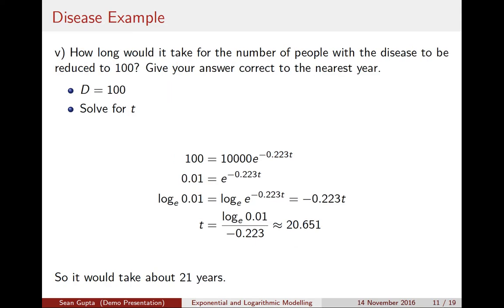Next one, how long would it take for the number of people with the disease to be reduced to 100? Give your answer correct to the nearest year. This is essentially the same exercise as before, just with a different number. So on the left-hand side, we plug in 100, before we had 5,000. Again, divide by 10,000, take the logarithm base e. Logarithm base e and e to the power of cancel each other out. And divide by this number here, and we get around 21 years. It's 20.6, so we round up.